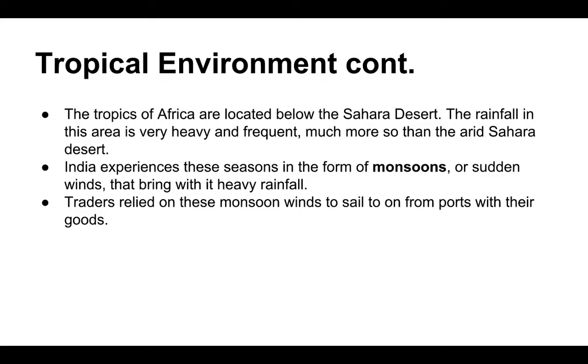The tropics of Africa are located below the Sahara Desert. The rainfall in this area is very heavy and frequent, much more so than the arid Sahara Desert. India experiences these seasons in the form of monsoons, sudden winds that bring heavy rainfall. Traders relied on these monsoon winds to sail from ports with their goods.